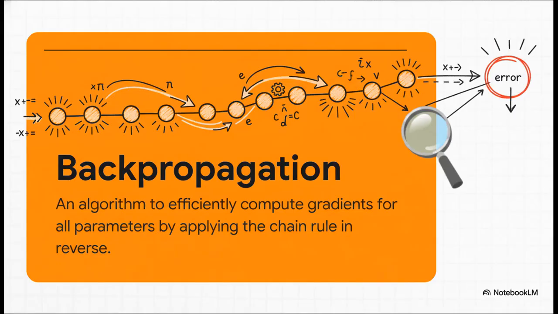The whole job of backpropagation is to compute that gradient, that downhill direction, for every single parameter in the network, and to do it efficiently. It does this with a really clever trick. It applies the chain rule from calculus, but it works backwards. It starts from the final error and pushes that error back through all the layers, figuring out who's to blame along the way.